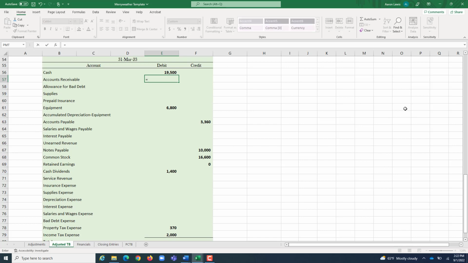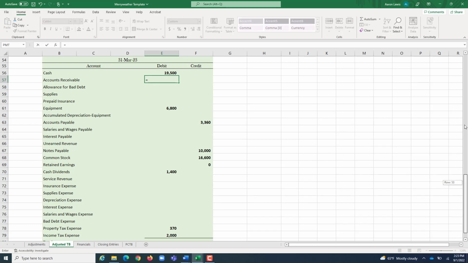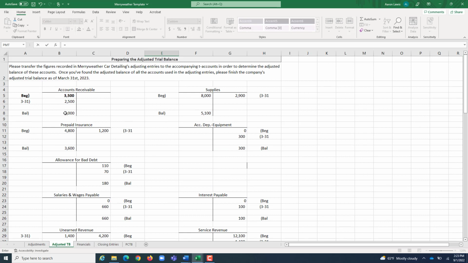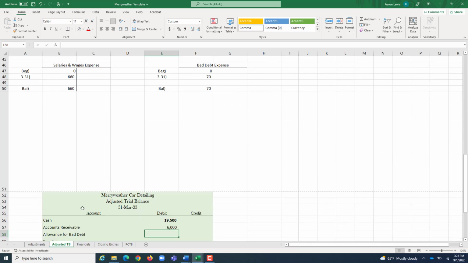Accounts receivable is going to want to be a debit because it has a debit balance. We can go up. We can find our accounts receivable balance, which was $6,000. I'm going to click on it and I'm going to hit enter to copy it down to our adjusted trial balance.